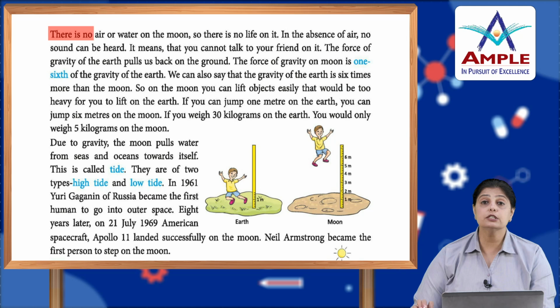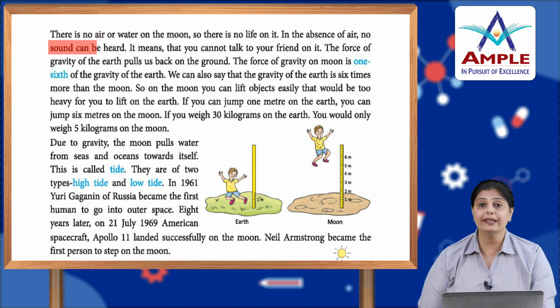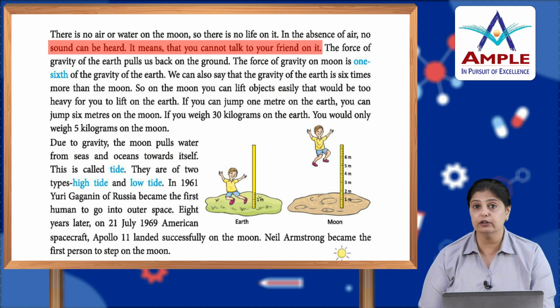Now, there is no air or water on the moon, so there is no life on it. We already know that people have gone to the moon, they have stepped on the moon, and they have found out that there is no air and no water on the moon. In the absence of air, no sound can be heard. It means that you cannot talk to your friend on it, because he will not be able to hear the sound.